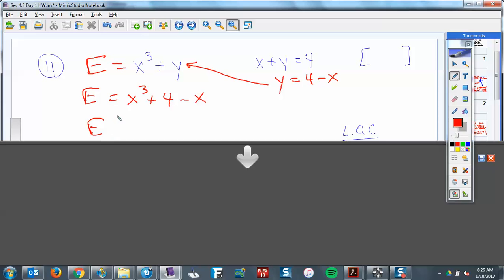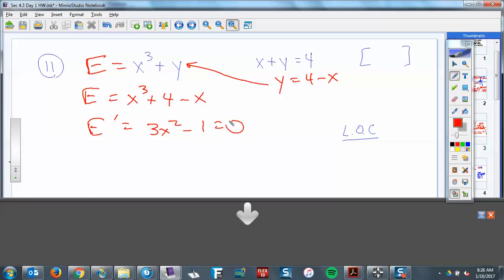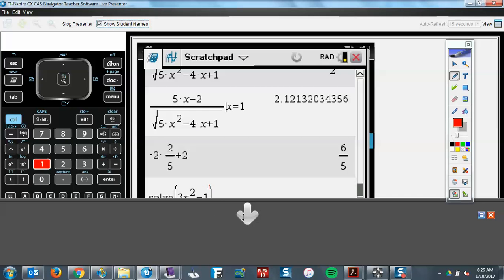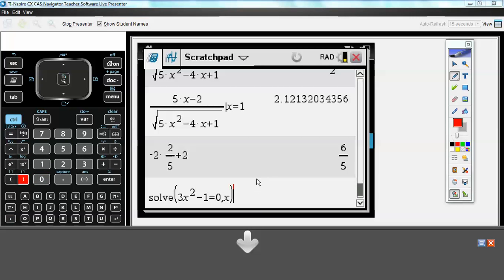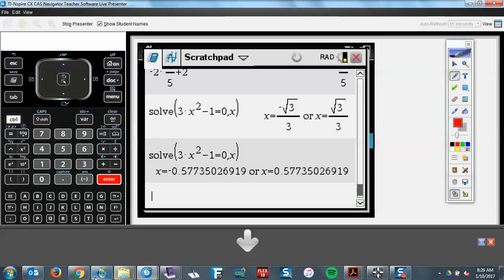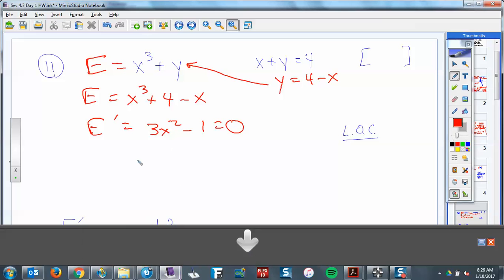Right. Then we're going to do E prime. And so we're going to do 3x squared minus 1. We're going to set that equal to 0. Go ahead and do that real quick, Max. 3x squared minus 1. Okay, so what were those? Root 3. So I actually don't mind root 3 over 3, and negative root 3 over 3 is fine.